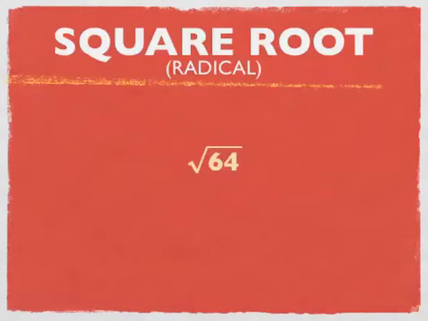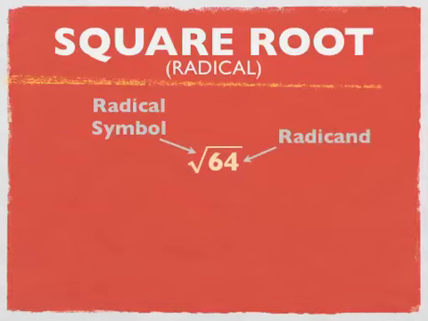The square root, or a radical. If you'll notice, this says the square root of 64. This is the square root symbol, or the radical symbol. It kind of looks like a division symbol, but it has the little check mark in front instead of just being a straight line. So we read that as the square root of, and the number inside is called the radicand. In this case, our radicand is 64.